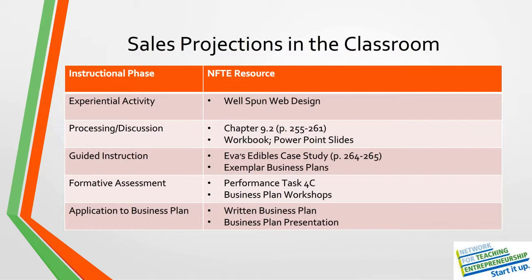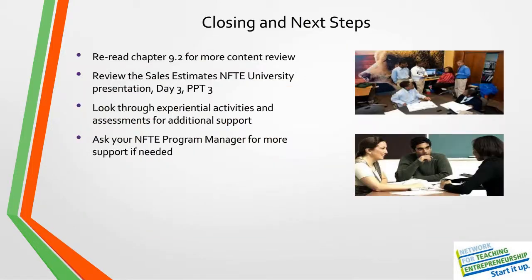Have students analyze and present how they would change or improve the sales projections, and why. To more formally assess learning, you can have students complete Performance Task 4C and assess if students need any reteaching or additional practice. Finally, the ultimate demonstration of learning is your students' ability to complete their own sales assumptions and projections for their businesses. These sales projections should be good estimates that factor in market research and a good understanding of time to market. To close out this session, we recommend the following next steps.